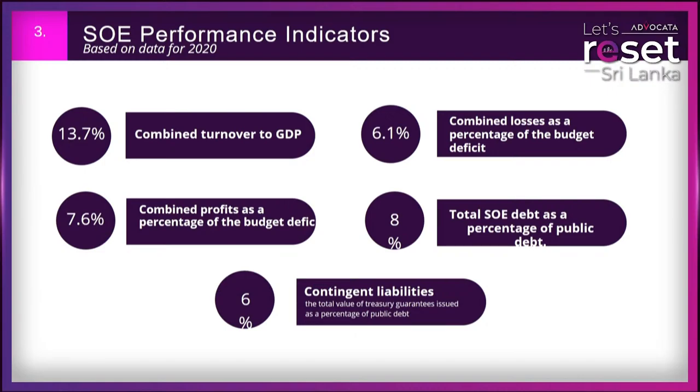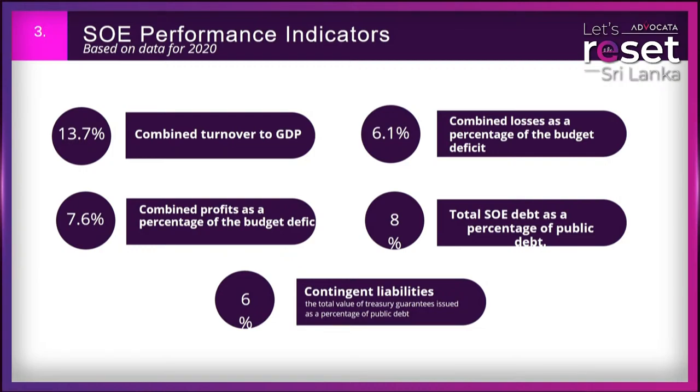Now, the importance of SOEs: you can see they're a fairly significant component of your economy. The turnover makes up 13.7% of GDP. The combined losses, which contribute to your deficit, are about 6.1% of your deficit. There's a 7.6% contribution to the profits, which is a plus. The SOE debt contributes to part of your public debt problem. So basically, the crisis we face today is a crisis of public finance mismanagement, and managing the SOEs is one way of attacking that problem.